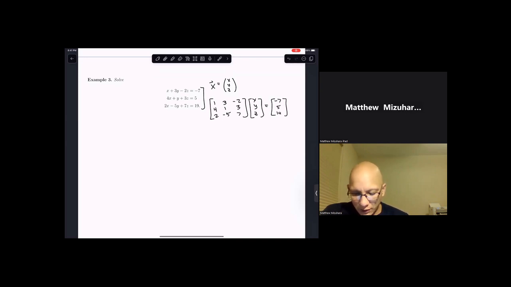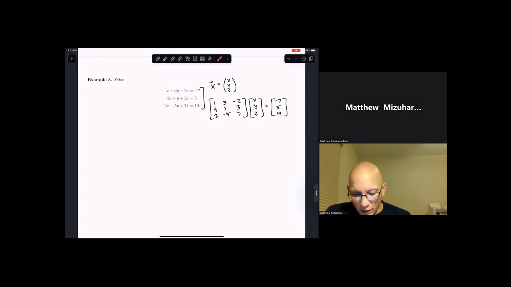My claim is, if you re-multiply this matrix and vector, you get a three-component vector. The first component is the same as the first equation: 1x plus 3y minus 2z equals -7. The same goes for the second row and the third row. So you have exactly the same equations, and this matrix-vector equation is the same as the system of equations.